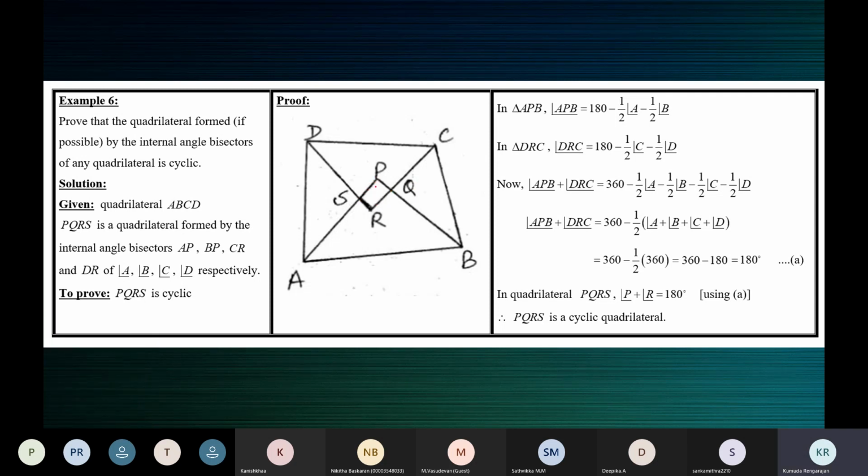So let's find an expression for angle P. The measure of angle P can be found from the triangle. Measure meaning an expression for the measure. You cannot find the magnitude of angle P, but an expression for it. We have angle P in triangle APB.